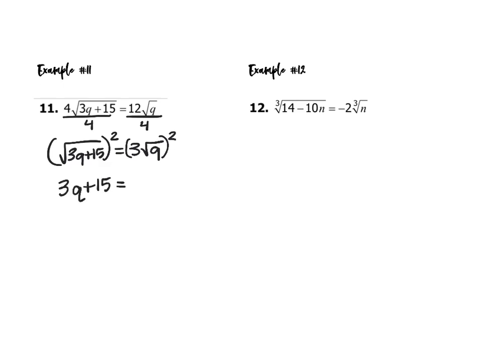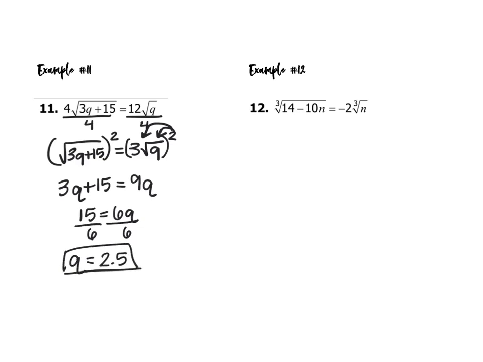Now on this side, that 2 gets distributed to everything. So 3 squared is 9, and the square root of q squared is just q. So I get 15 equals 6q. So q equals 2.5. Now I want you to try example 12 on your own.